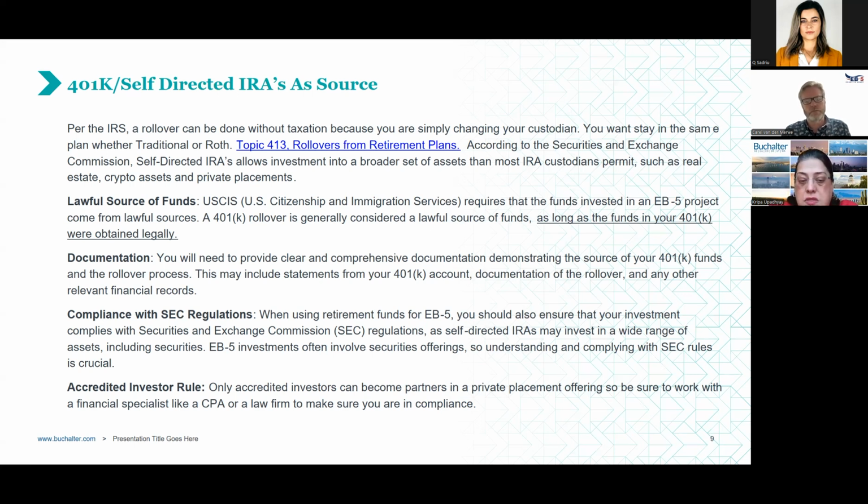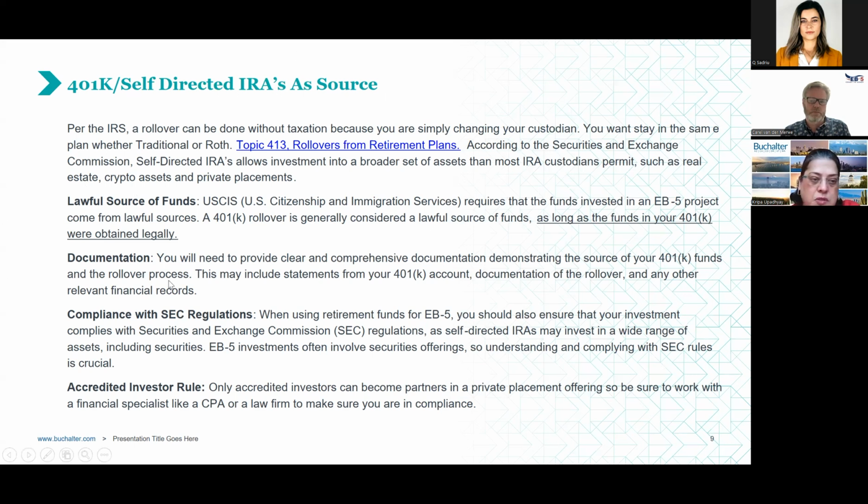But this is a still emerging part of the source of funds that we are seeing in cases. So be very careful about how you go about doing this. Again, obviously outside of using this for EB-5, understand the risks involved in terms of using your 401k to fund your EB-5 investment.